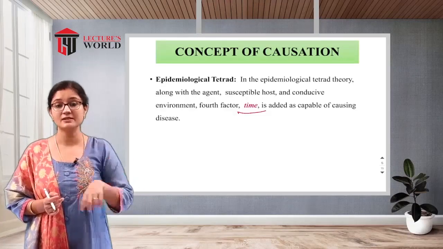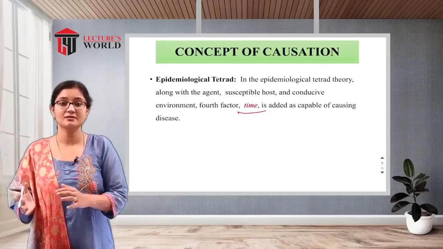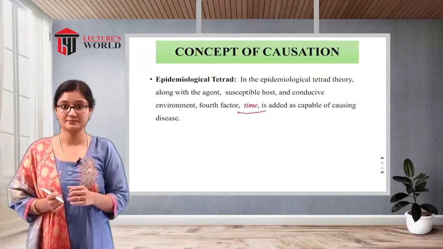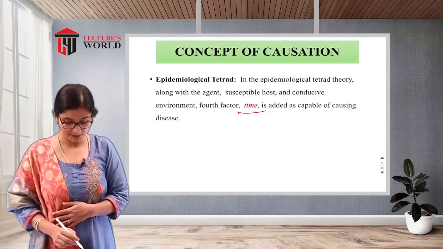Understood? Now why are we seeing all this? How can a person suffer from a disease? We are seeing that. Understood? Yes, that is the epidemiological tetrad.